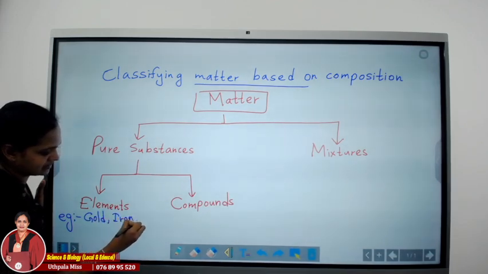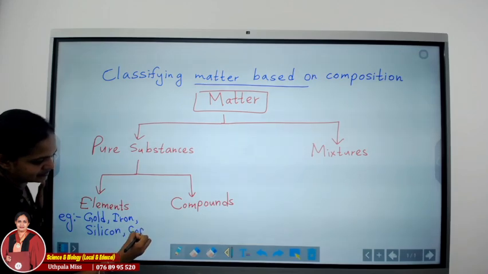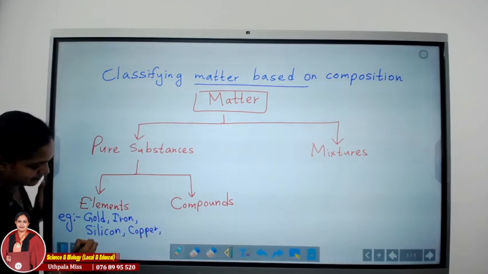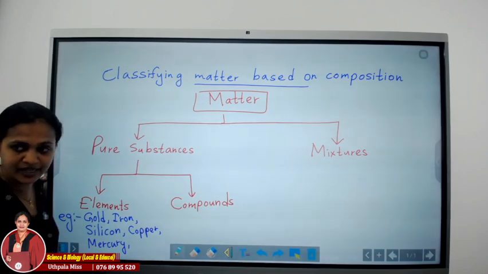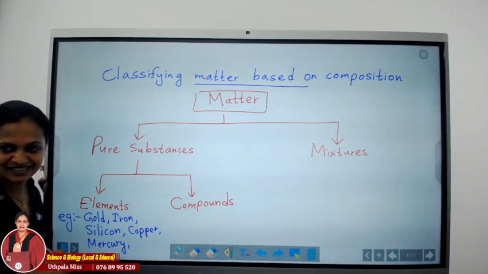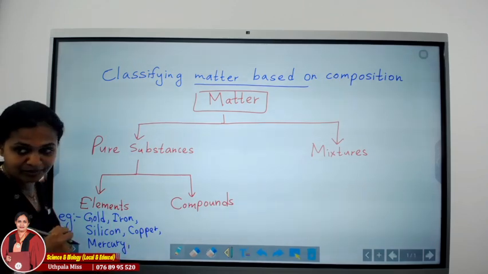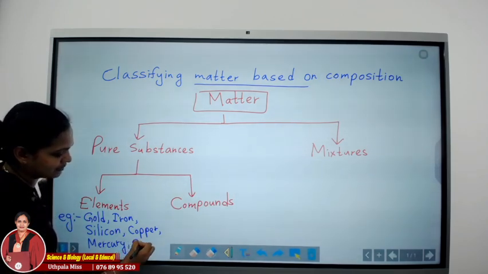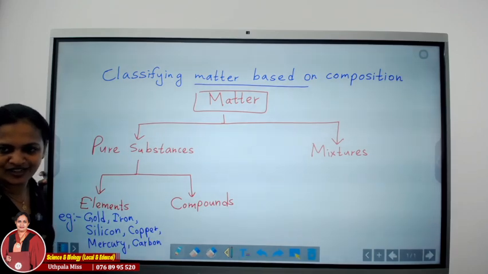Copper, mercury, carbon. Teacher, elements are solid, right? Most probably, but not all of them. There are elements in all the three states. Mercury, carbon. How many elements have been identified so far? Do you know? 108. Yes, nearly 110.